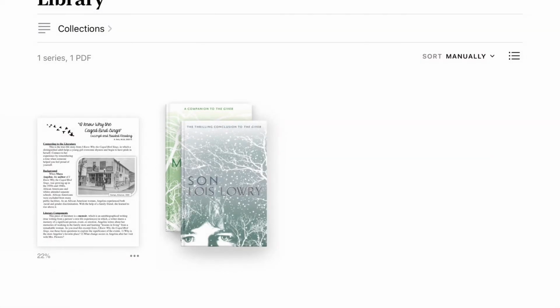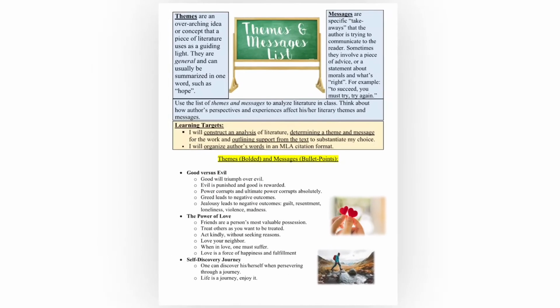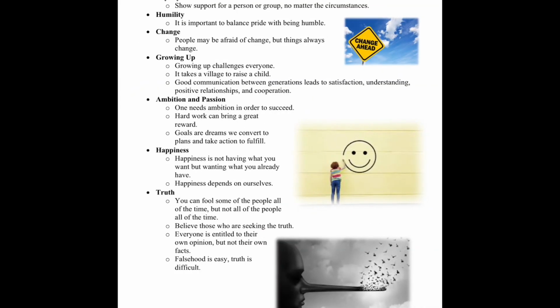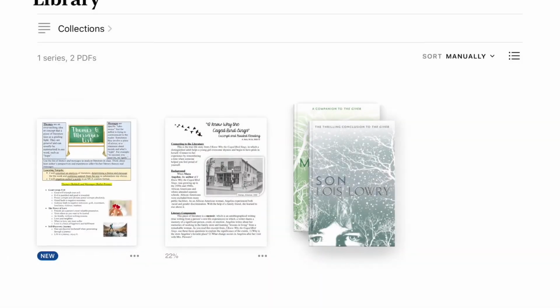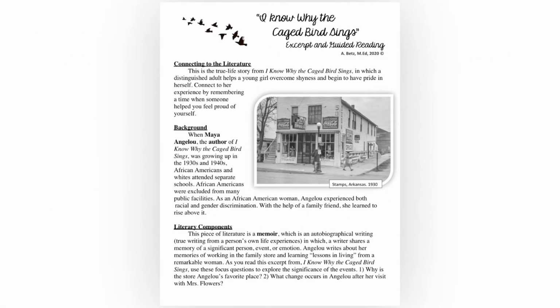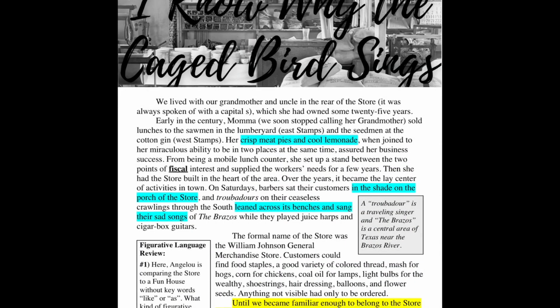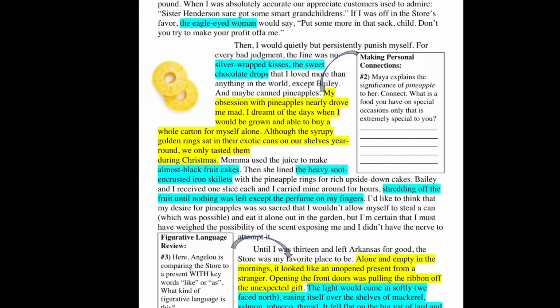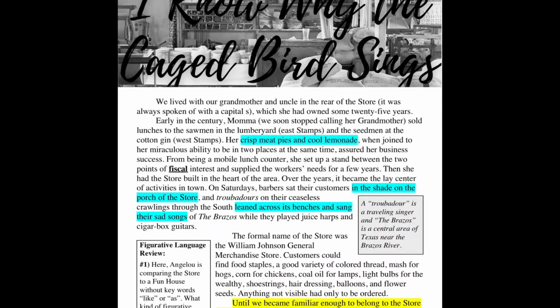So go ahead and click on that. You'll see it populate in there. Now I have my themes and message list inside of iBooks. You'll notice I also exported some other things that are going to be helpful to have next to my assignments. So here's an example of the memoir that we just read. I now have this in iBooks as well.